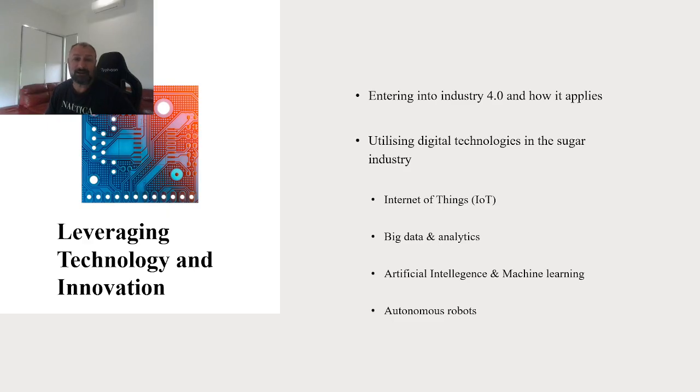Big data and analytics is another one, with real-time data analysis for informed decision making, where we can utilise GPS to collect performance data and even record inputs. And also artificial intelligence and machine learning, automation, predictive maintenance and process optimisation. This can be used in predicting yields by analysing weather, soil and satellite data for forecasting cane yield.